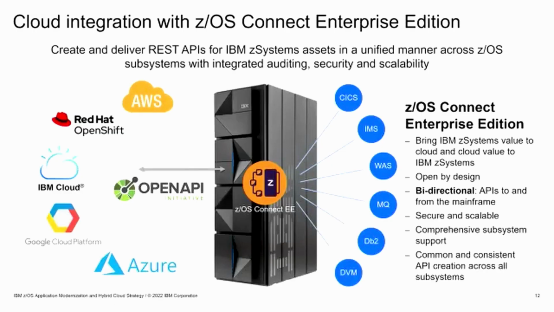And then CICS Connect has got connectors for CICS. It integrates with CICS using the IPIC protocol, but it also has connectors for a wide range of other IBM subsystems, IMS, WebSphere MQ, DB2, and so on. So a great way to bring value onto Z systems, cloud value onto IBM Z systems.